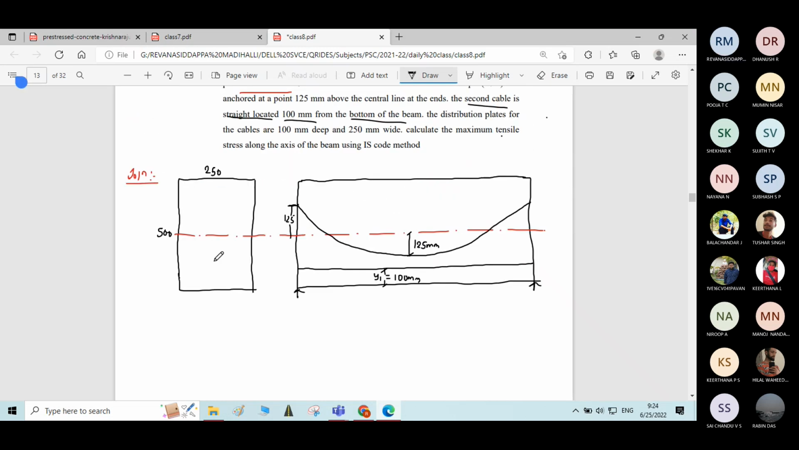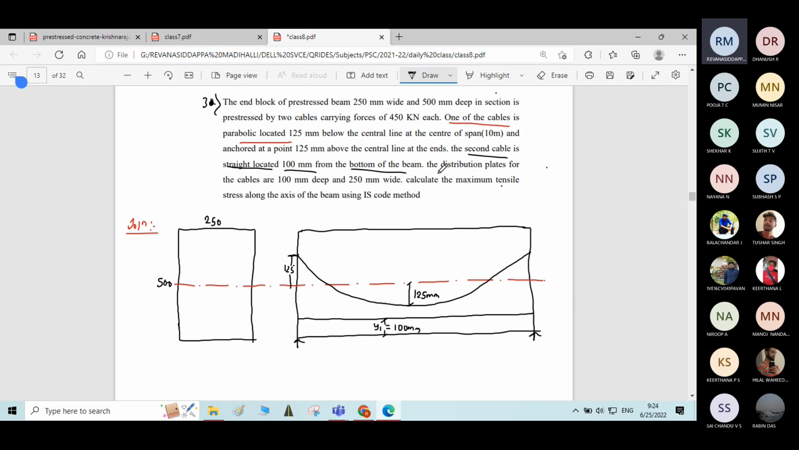Now, here the distribution plate size is also given. Distribution plates for the cables are 100 mm deep and 250 mm wide. As there are two cables, obviously there should be two distribution plates, one for each cable. Here there will be one plate at this point, and for the straight cable there will be one more plate for anchoring the cable at the ends.